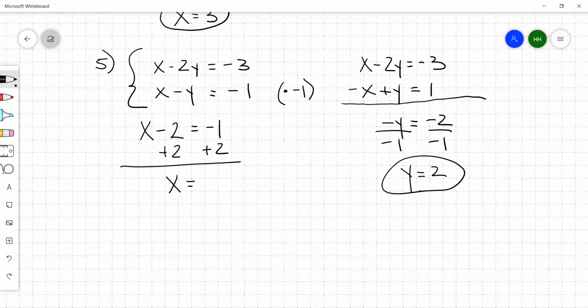Negative 1 plus 2 is 1. So there's your solutions. x is equal to 1 and y equals 2.